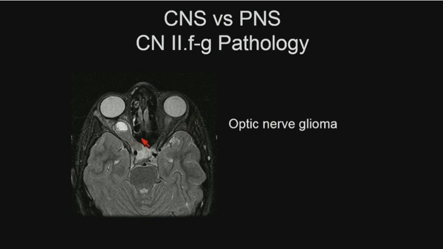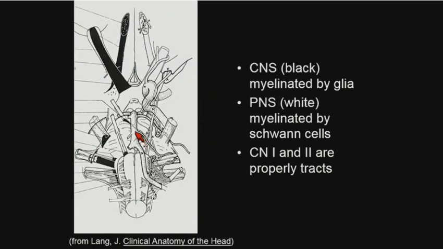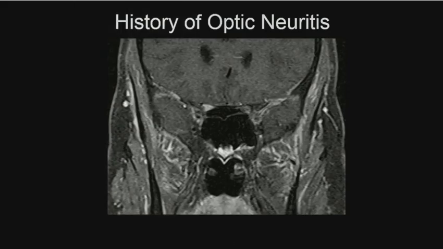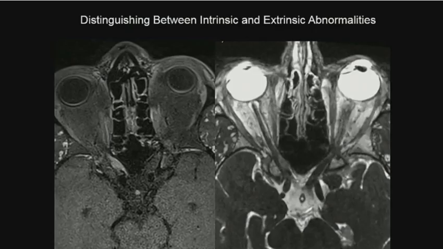And of course, this cannot be a schwannoma. We know from the earlier cartoon that I showed you that the optic nerve is properly a tract of the central nervous system. This has to be an optic nerve glioma. Here's another foraminal case, a patient with right-sided visual loss coming to us from an outside institution with a history of optic neuritis. This was interpreted at our institution by a very experienced neuroradiologist. And given the history of optic neuritis, perhaps not surprisingly, the diagnosis given was that of optic neuritis.